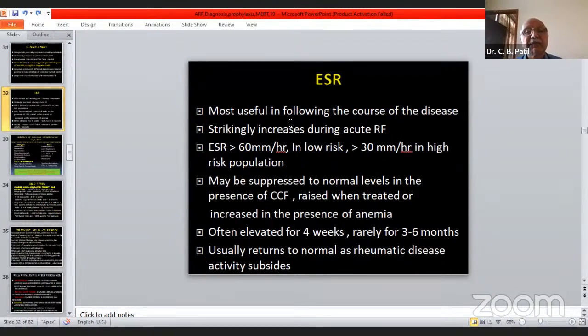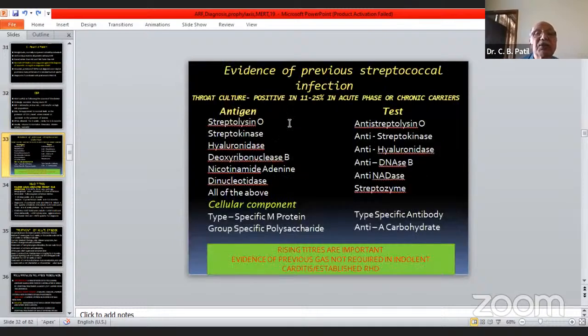ESR more than 60 millimeters in low-risk individuals, more than 30 millimeters per hour in high-risk population. It may be suppressed to normal levels in the presence of CCF, raised when treated or increased in the presence of anemia, often elevated for 4 weeks, rarely for 3 to 6 months. Usually returns to normal as rheumatic activity subsides. That is the importance. So it has to be followed up to see if there is any rheumatic activity or not.